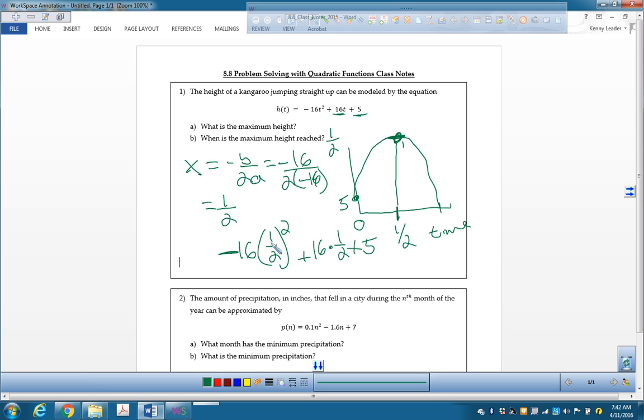Do it as a fraction, not as a decimal. What's 1 times 1? 1. What's 2 times 2? 4. What's 1/4 of 16? 4. So this number right here turns into a negative 4. What's 1/2 of 16 here? 8, plus 5. Which gives you negative 4 plus 8, which is 4, plus 5 gives you 9 feet as his maximum height.